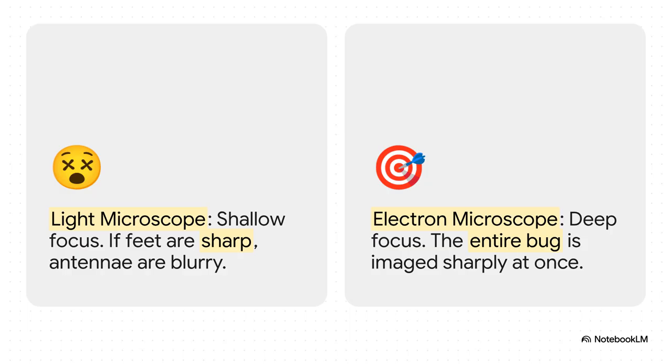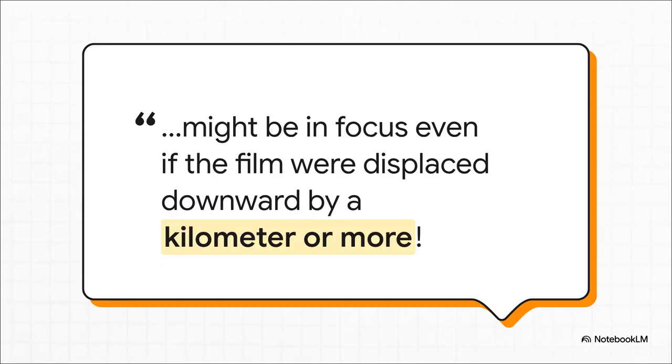But a transmission electron microscope, a TEM, takes this to a level that is almost unbelievable. Just let that sink in for a second. That is not a typo. The depth of focus is so staggeringly huge that the image would still be sharp even if you moved the camera film or the detector a kilometer away. It's basically perfectly focused over an insane distance.